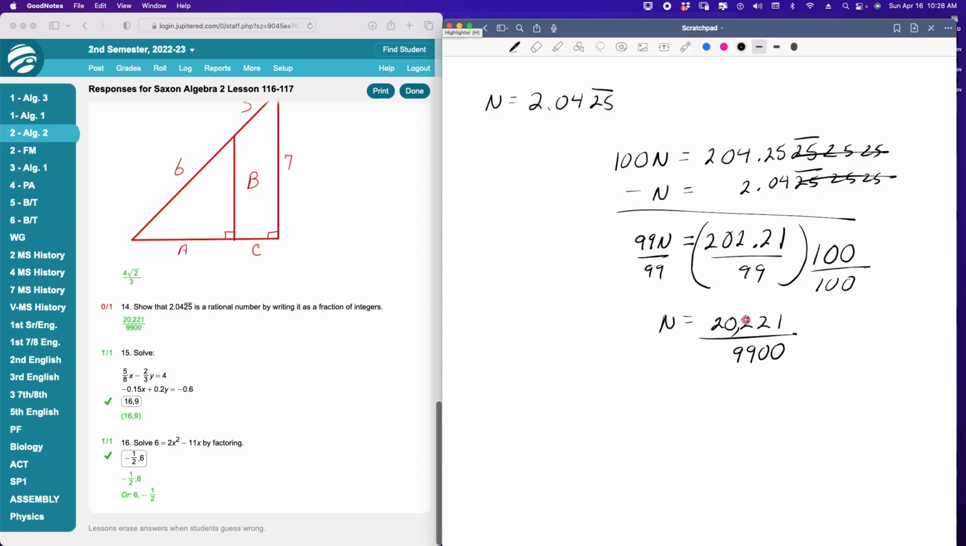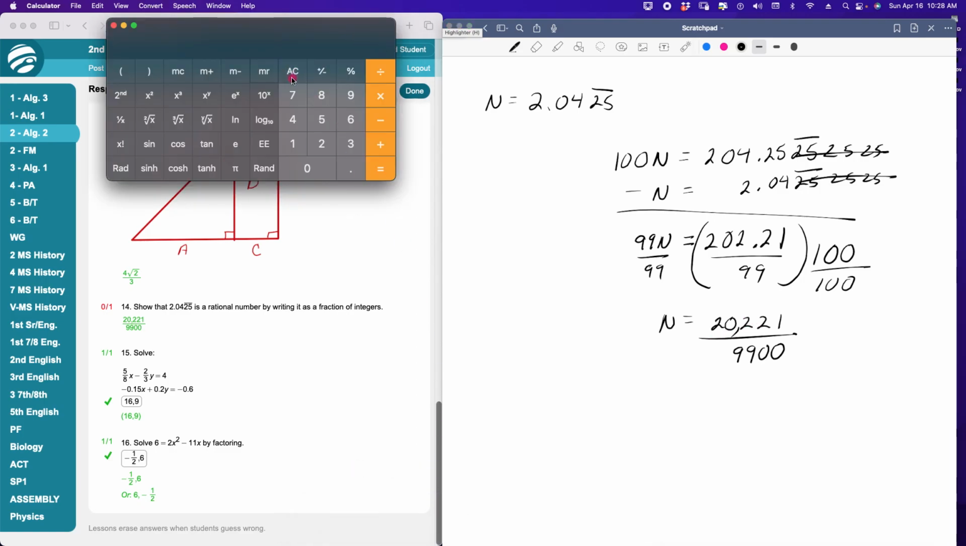And the way you check the answer is if you take your calculator and put in the number on top in the numerator, 20221, and divide it by the denominator of 9900, and you come right back to this decimal, which we have, 2.0425252525, it just repeats, then you know that the answer is correct. We just expressed this decimal as a fraction, which was our goal.